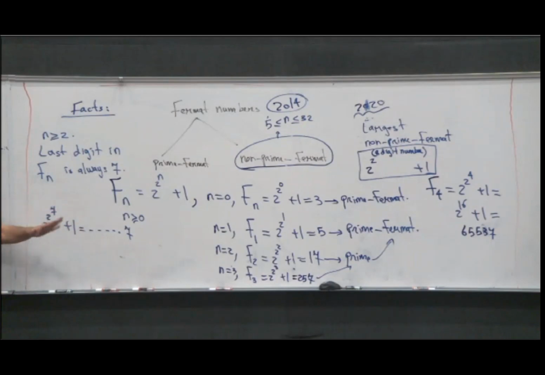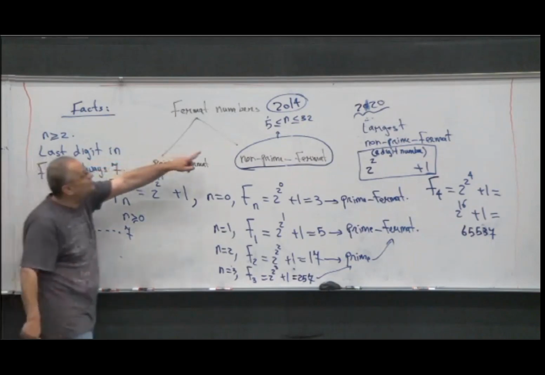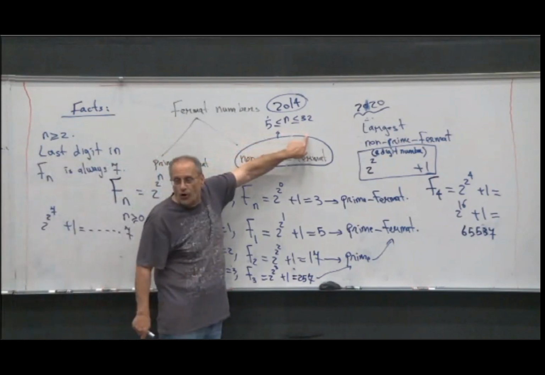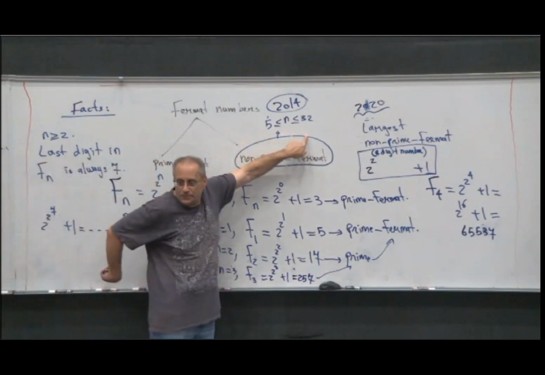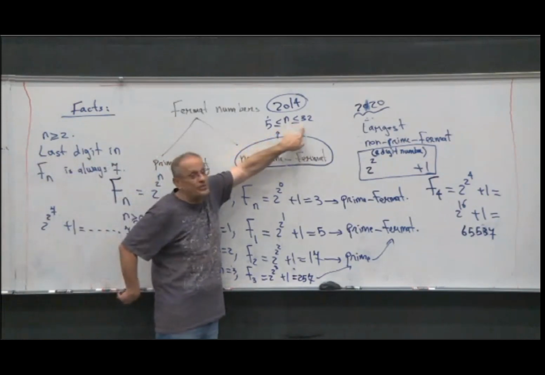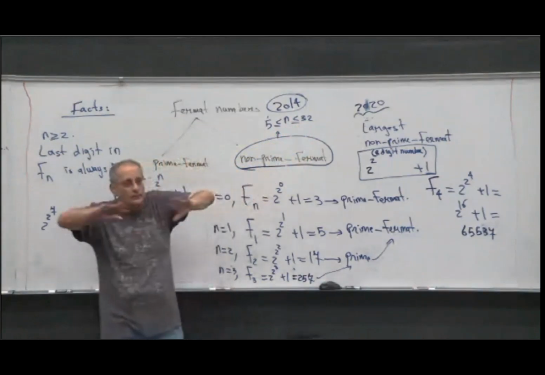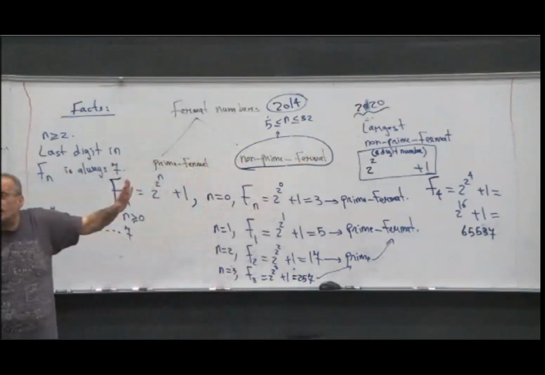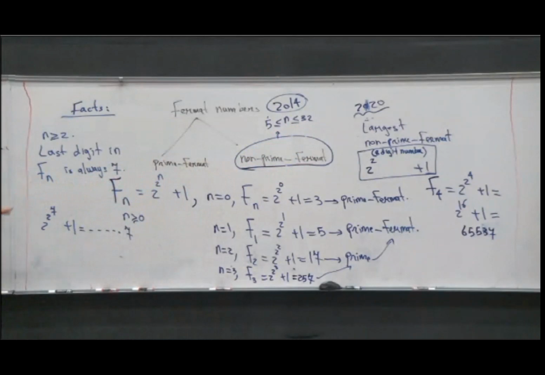But that one is non-prime, because for n between 5 and 32, we said all of them are non-prime. Yes, sorry, thank you. Because by this result, we know that this will be non-prime. Between 5 and 32, all the numbers are not prime. Did somebody show that? Yes. But if you try this, the last digit is 7 for every n bigger or equal to 2.